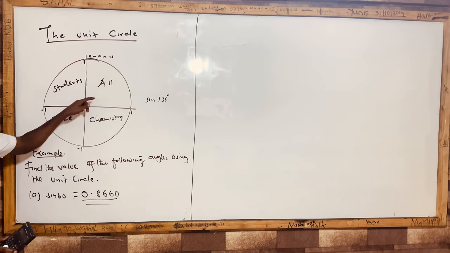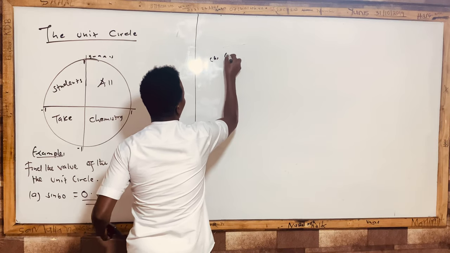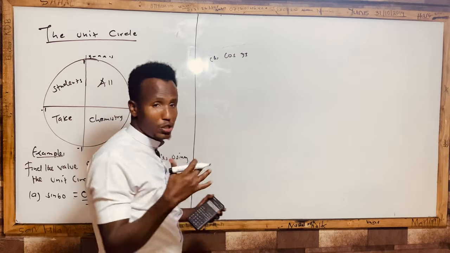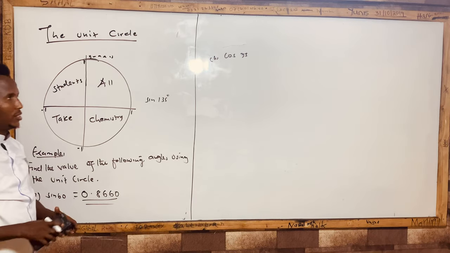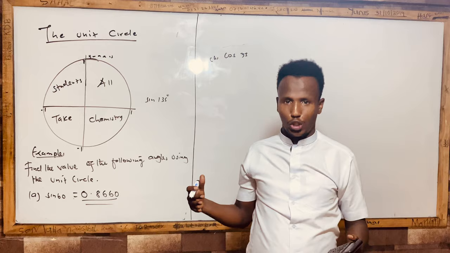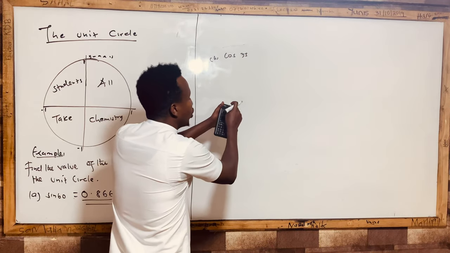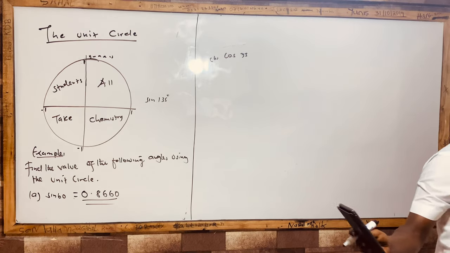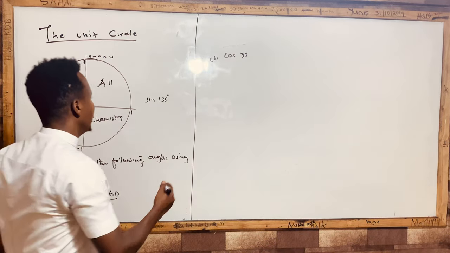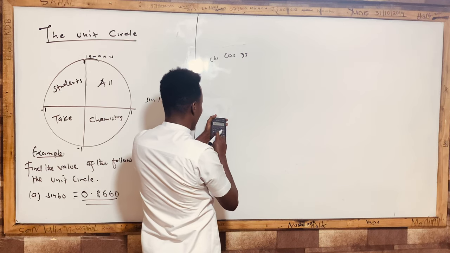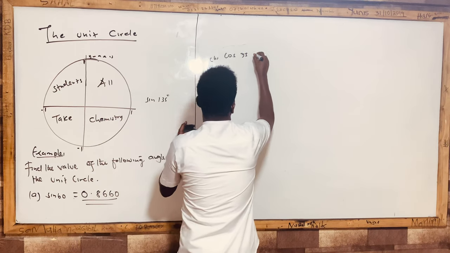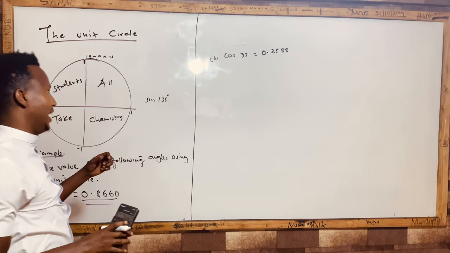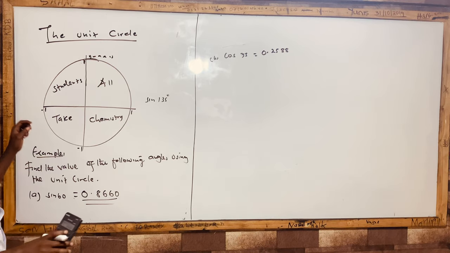What about this one? B, cos 75. If I want to get cos 75, remember this angle still falls in the first quadrant, so it is still positive. I will also get it directly from the calculator. Cos 75 is 0.2588. So that's how you get any value of an angle that falls in the first quadrant.